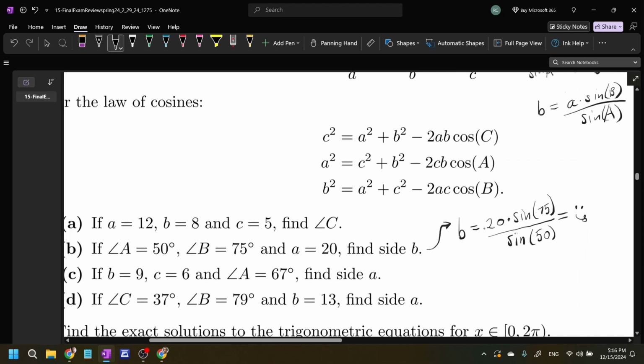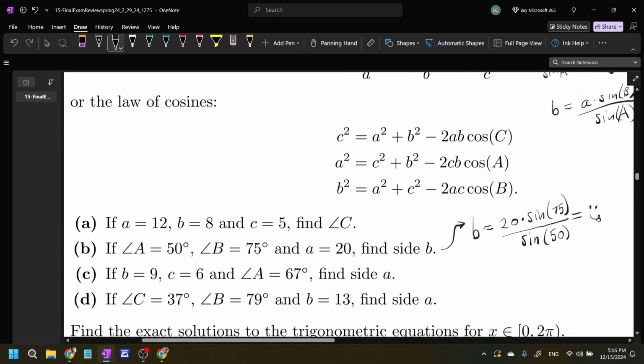Let's see if there's a question here that requires the law of cosines. Yes, this first one. A is 12, B is 8, and C is 5. Find the measure of angle C. That's a law of cosines question if I've ever seen it, because we've got three sides and an angle, and law of cosines includes three sides and an angle. So let's use the first one because the angle that we're trying to find is angle C.